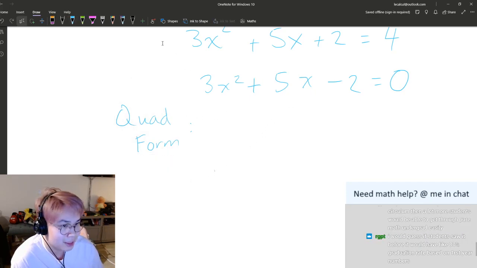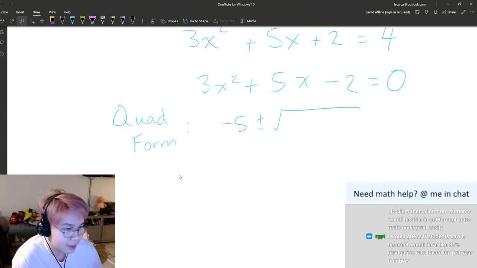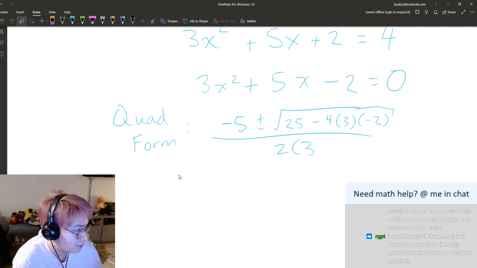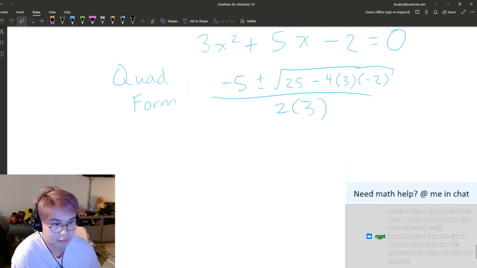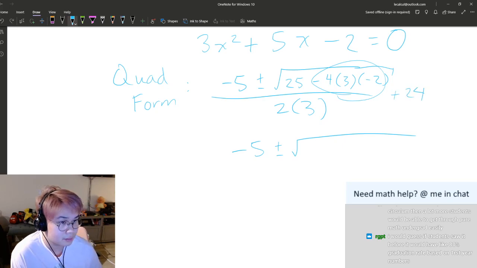So I'm going to use the quadratic formula to solve for my x's. That's negative 5 plus or minus the square root of 5 squared, which is 25, minus 4 times a times c, divided by 2 times a. So let's see, this is going to be, what, plus 24? So this is the square root of 49 over 6.